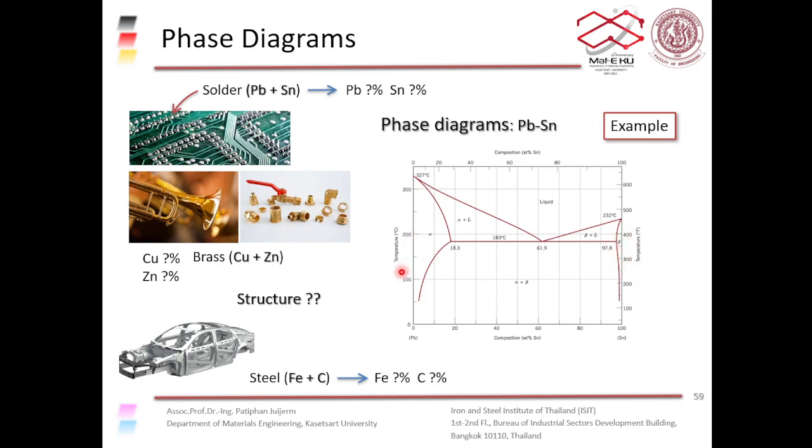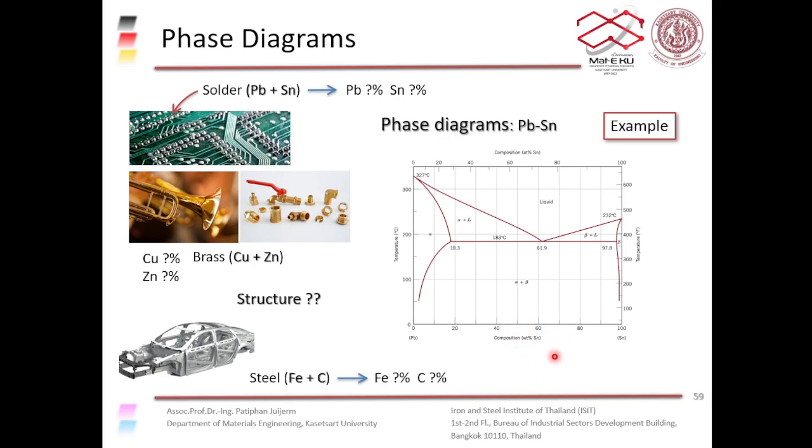So we can say that the alpha phase is the solid solution of Pb, or lead, right, with a little bit of tin, right? So if you look at the x-axis, it is composition weight percent tin, right? So these numbers represent the amount of tin in the alloys, right? So here you have 0% tin, here you have 20% tin, 80% lead, here you have 40% tin, 60% lead, etc., right?